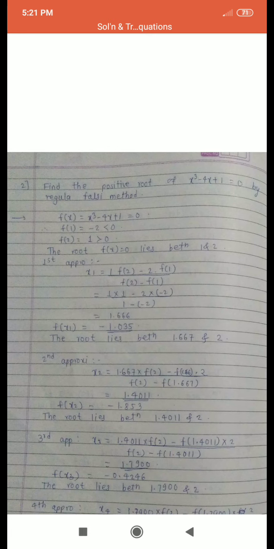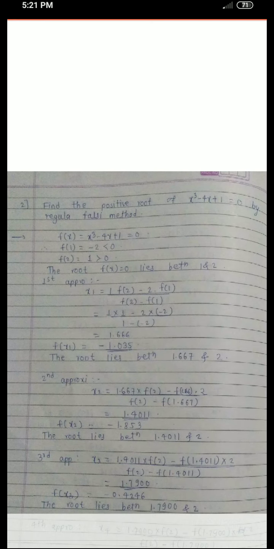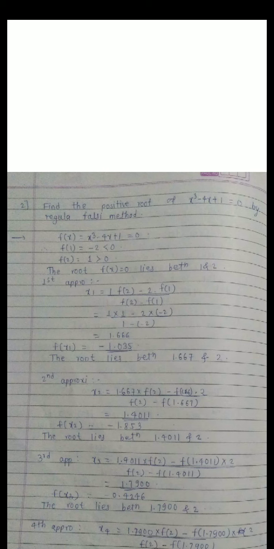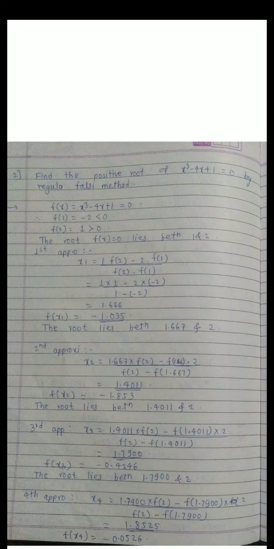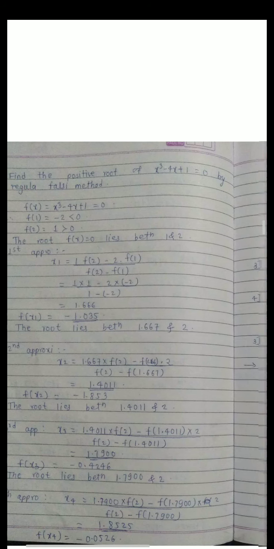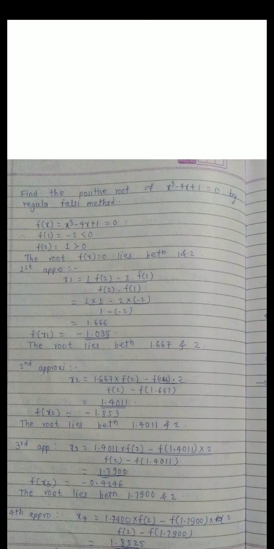After substituting the values of a and b in the given formula, we get x1 = 1.666. After finding x1, our next target is finding f(x1). We have to check whether f(x1) is positive or negative. Here f(x1) is negative. We have seen that f(2) is positive, and f(1.667) is negative, therefore our root lies between 1.667 and 2.